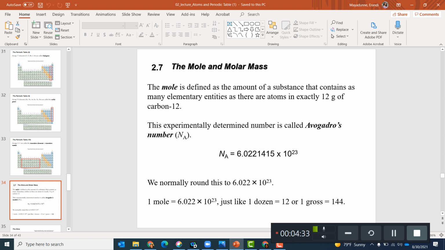Like that, mole is also a number. What is the difference? It's a very big number. How big? 1 mole is 6.022 times 10 to the power 23. In the calculation, I would use 6.0.